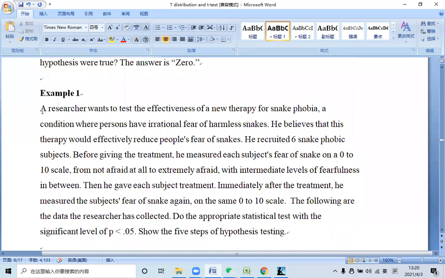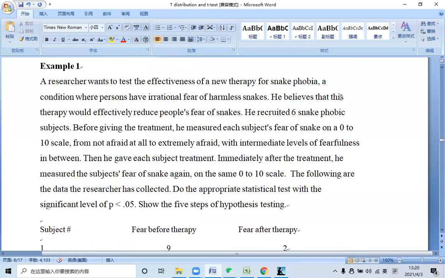Look at this example. A researcher wants to test the effectiveness of a new therapy for snake phobia. Snake phobia is a fear of snakes. Some people are really afraid of snakes. He believed that this therapy would reduce people's fear of snakes. He recruited 6 people with snake phobia. These 6 people were all afraid of snakes.